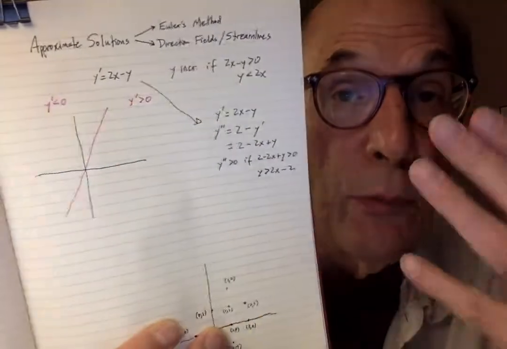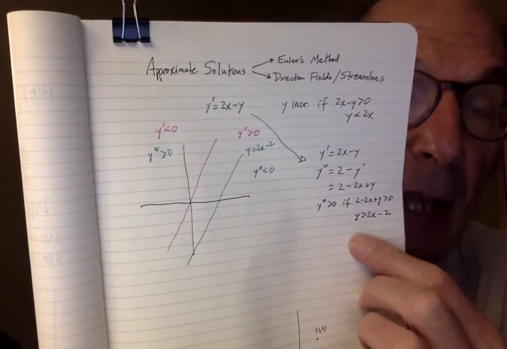This is going to divide the plane into 3 regions. So the thing happens where y is greater than 2x minus 2. So I'm going to draw that. And to one side of that, the second derivative is negative. That's on the right. And on the left, the second derivative is positive. So now we have a complete look at the concavity of y, and we're just going to fill in these 3 strips that go through the plane.